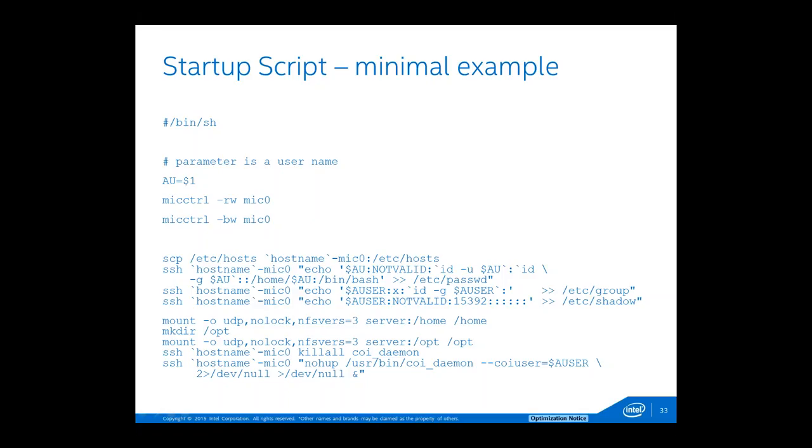So that can be done completely automatically. At the end of the script, I mount my file systems, and finally I also start the COI daemon as the user for security reasons, so that I have no issues with a COI daemon that is used during offload processes accessing any other files. As I said, this is something you can put in your cluster prologue, and that way you don't need to do anything more to manage the user on the Xeon Phi coprocessor. I hope that answered the one question you had here.